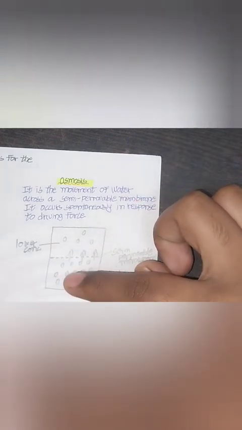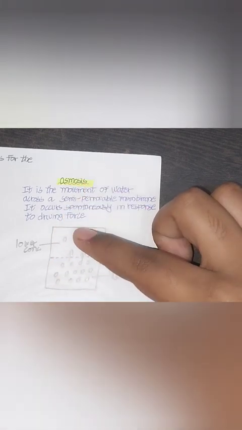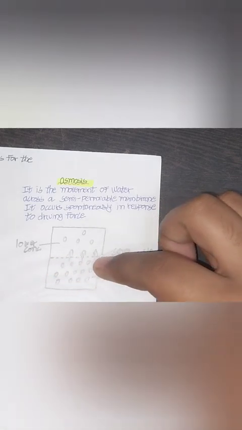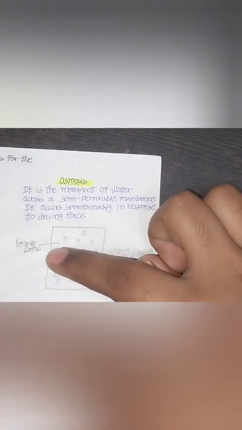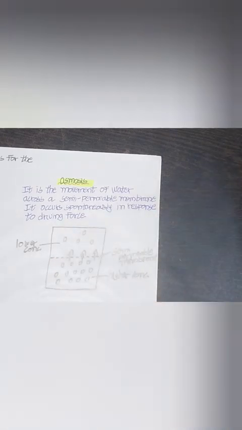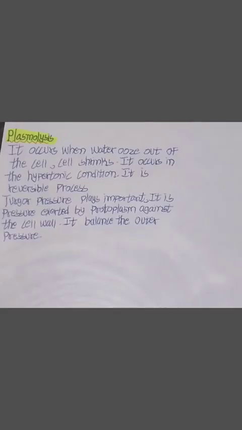See, here it is a higher concentration, here is the lower concentration. So in this also, the movement of molecules takes place from higher concentration to lower concentration. But here there is a semi-permeable membrane, and through this the movement takes place, and it is called osmosis. So now we have the next process, it is plasmolysis.